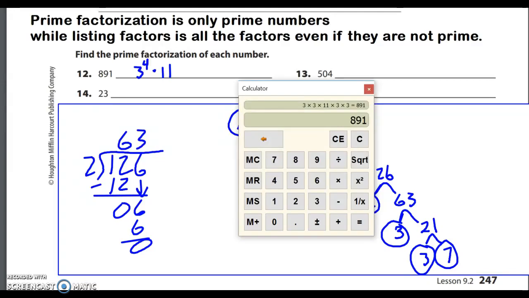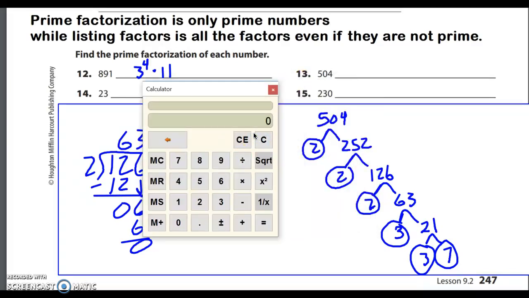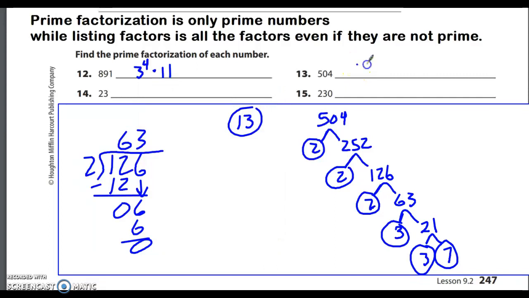You can check it though if you want. I don't want you using a calculator to solve these, but you can use a calculator to check. 2 times 2 times 2 times 3 times 3 times 7 is 504. I got it right. So what is that? There's 2 as a base, but there's 3 of them, so it's 2 to the 3rd power times, there's 2 3s, so that means 3 to the 2nd power times 7. Those are all the prime numbers.